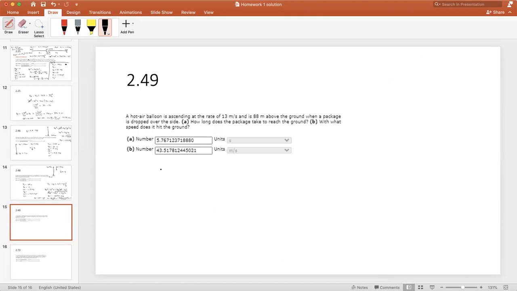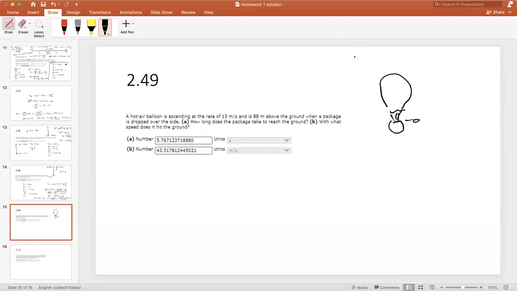All right, we're moving on to 2.49. This problem I gave you because there's a very, very important step here that you need to understand. We have a balloon, and this balloon is rising. A hot air balloon uses hot gas. Someone's going to hold an object out and let it go.